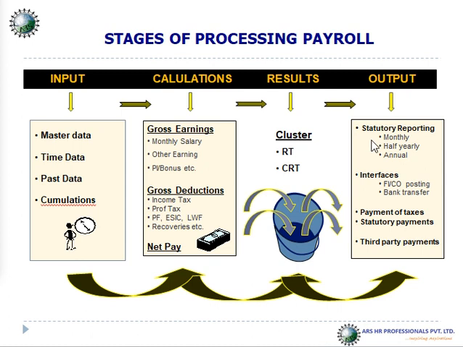The output is nothing but your statutory reporting, like your monthly, half yearly and annual reports, your interfaces, that is FICO, finance and controlling postings, your bank transfers, then payment of taxes, statutory payments and third party payments if any. So in a nutshell, inputs are pre-payroll activities, calculations are your actual payroll process, and outputs are post payroll activities.